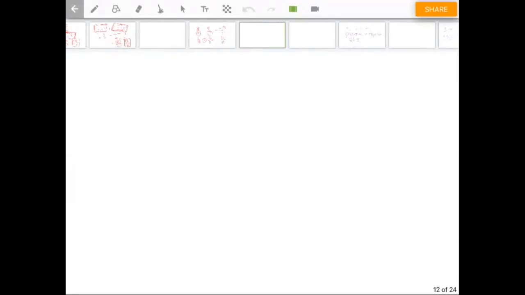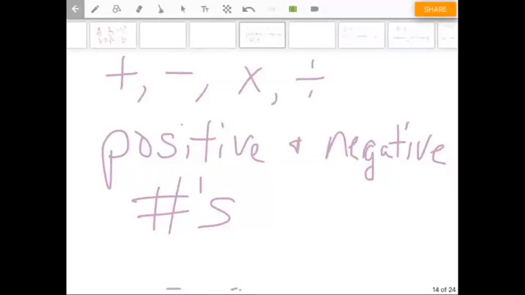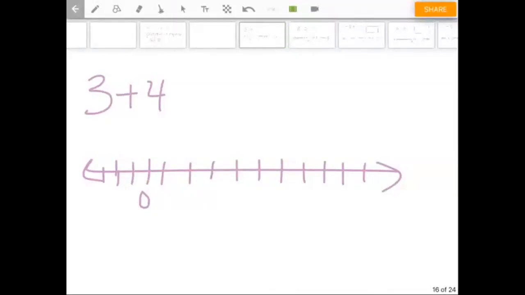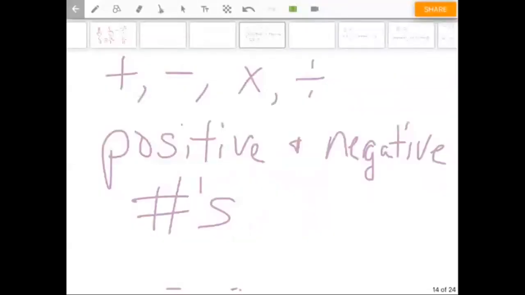If no one has any questions, then I'm gonna talk about basically adding, subtracting, multiplying, dividing positive and negative numbers. So this is a skill that by the time you get to algebra, they probably expect that you know it, but it can be tricky. So that's why I just want to review it.